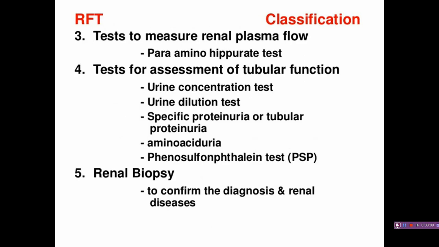To measure renal plasma flow, para-amino hippuric acid test is used. Tests for assessment of tubular function are urine concentration test, urine dilution test, specific proteinuria or tubular proteinuria, amino aciduria, and PSP test, and renal biopsy to confirm the diagnosis of renal diseases.